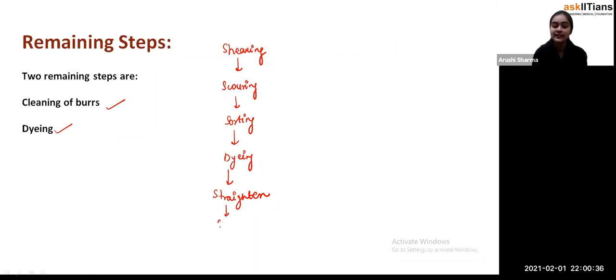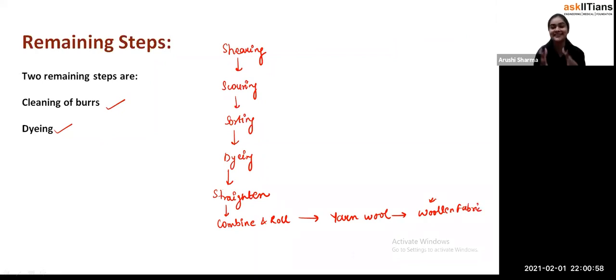So straighten, then comb, and then roll them, so that what we are getting, we are converting into yarn, and from the yarn we get the woolen fabric, and from that woolen fabric, students, you can make different types of clothes, which we generally don't make ourselves. We get them from the textile industries, and they pass them to stores and shops, and we buy them from there. Exactly. So this is the whole process of the wool.